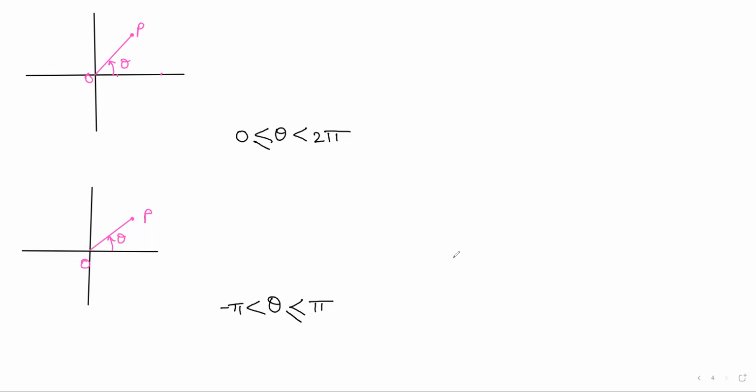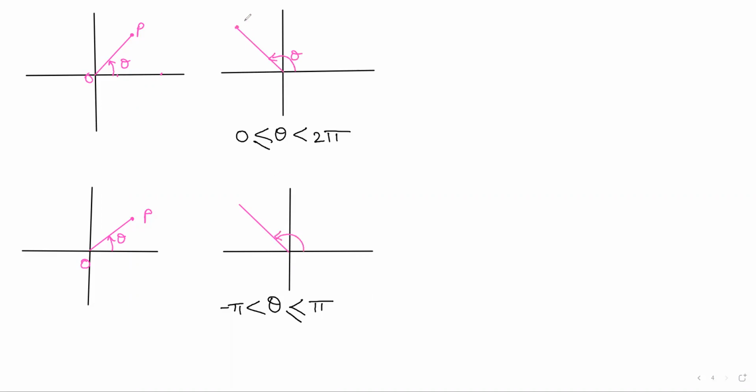Now, if you consider the second scenario, you can consider your point P to be lying in the second quadrant. If it lies in the second quadrant, the values of theta will be the same for both scenarios. Theta is calculated from the positive x-axis, and this will be the value of theta, and this will be your value of theta. If your point P is in the second quadrant, for both scenarios your value of theta remains the same. It is calculated from the positive x-axis.